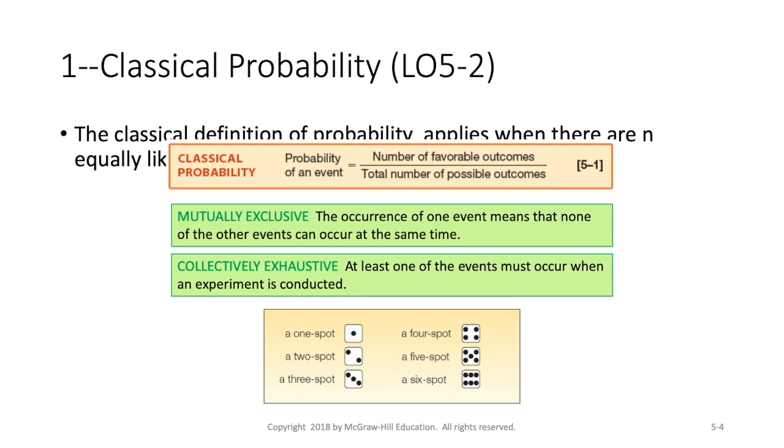And then the second characteristic is that our outcomes are also collectively exhaustive. So one of the events must occur every time the experiment is conducted. So every time I roll the die, I record a new number as my outcome. And this classical approach is used a lot in games of chance, like rolling of dice or playing cards. It can also be used in settings such as lotteries, because the total number of outcomes is known before the experiment in that case as well.